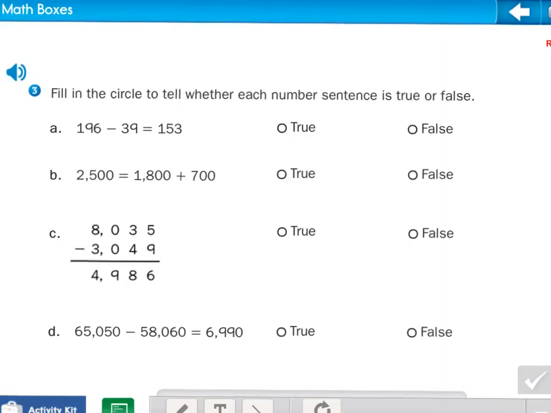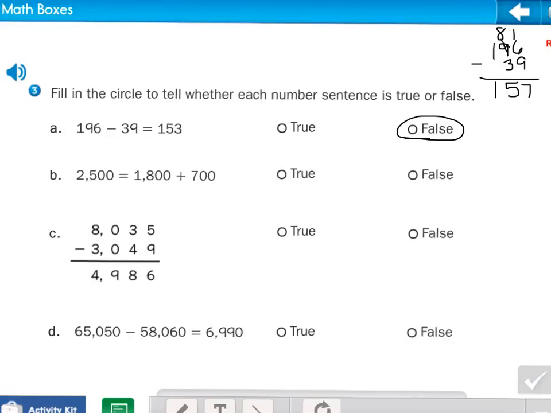Question number 3 says to fill in the circle to tell whether each number sentence is true or false. So we have a little bit of solving here to go. So for number 3A, we have 196 minus 39. 6 minus 9, you can't do it, so 16, borrow from here, minus 9 is 7. 8 minus 3 is 5, and 1 minus nothing is 1. So 157, our answer here is false. So you go ahead and fill in that bubble for false.